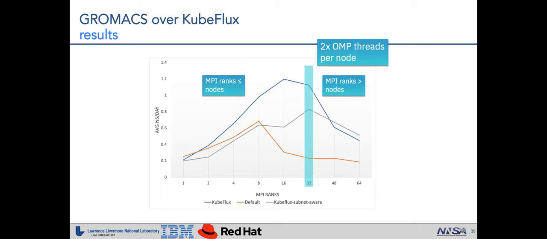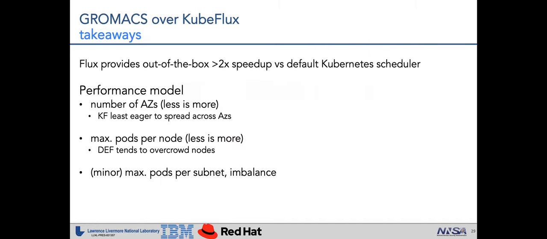With the default Kubernetes scheduler and the KubeFlux gray line, another thing that happened in those two cases was that there is more oversubscription because there are more pods in a single node, so this wasn't helping performance very much. So overall, the takeaway is that even without doing any kind of optimization, it's very easy to get, out of the box, more than a 2x speedup over the default Kubernetes scheduler. This is not because Kubernetes is not doing its job, it's just because Kubernetes is not implemented to address those kinds of applications.